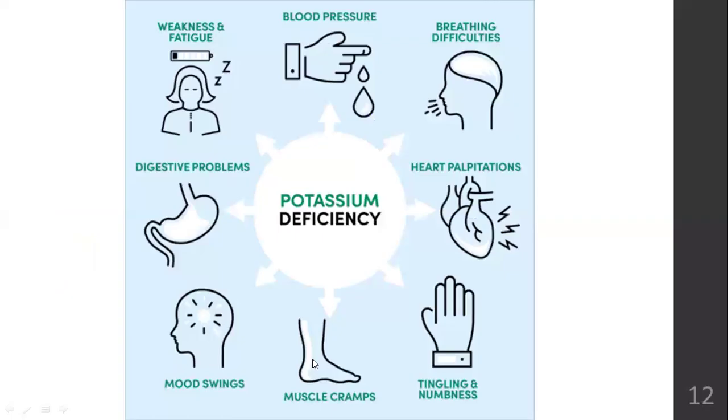In case of potassium deficiency, what would happen? It will affect your blood pressure. Okay. Blood pressure will change, breathing difficulty, heart palpitations. You will have a tingling numbness sensation because your nerve endings and nerve messengers are not working fine. Muscle cramps, okay, because there will be abnormal contractions in your muscle. Potassium maintains the normal contraction of your muscle. Mood swings, digestive problems because enzymes are not getting produced. Okay, weakness and general fatigue will be there. Okay.